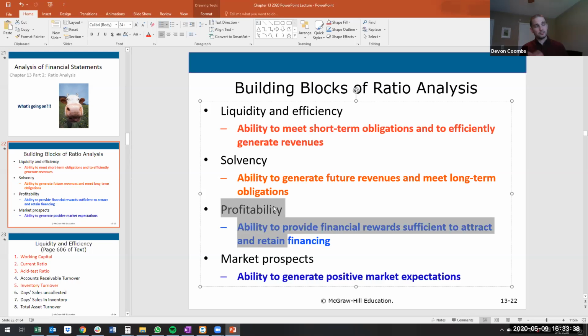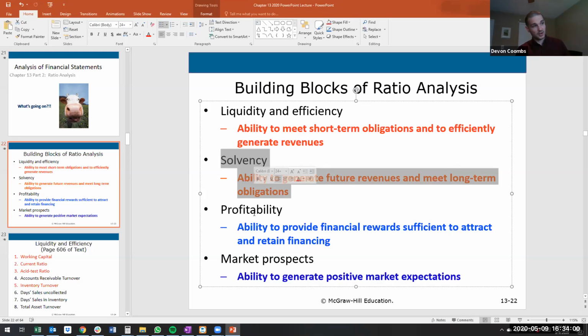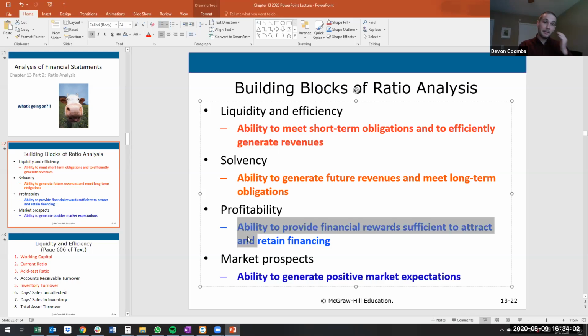What ties into all of this is profitability, right? And so all of these are separate metrics that we want to assess. Profitability, is the company able to provide financial rewards sufficient to attract and retain financing. And so it doesn't matter at all if I'm liquid and solvent if I'm not making a profit, right? So I know, okay, I can pay my obligations to my short-term creditors. I can pay it to my long-term creditors, but let's say I'm not profitable.